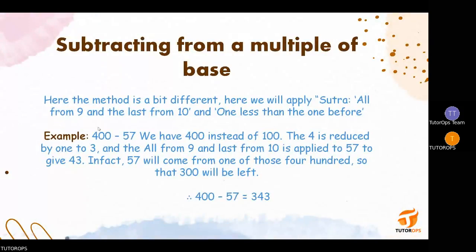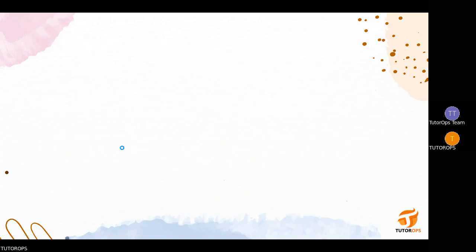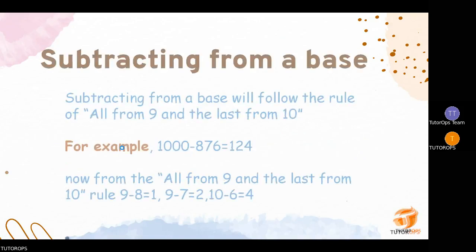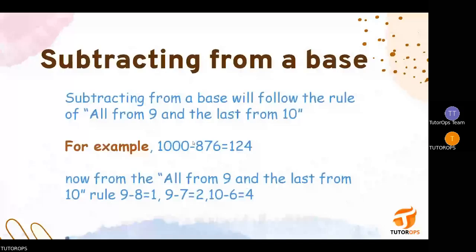So how many zeros does the number 400 have? Yes, 2. And how many digits does the number 57 have? Yes, 2. And if we just go previously, how many digits does the number 1000 have? 4. And how many zeros does the number 1000 have? 3. And how many digits does the number 876 have? Yes, 3.